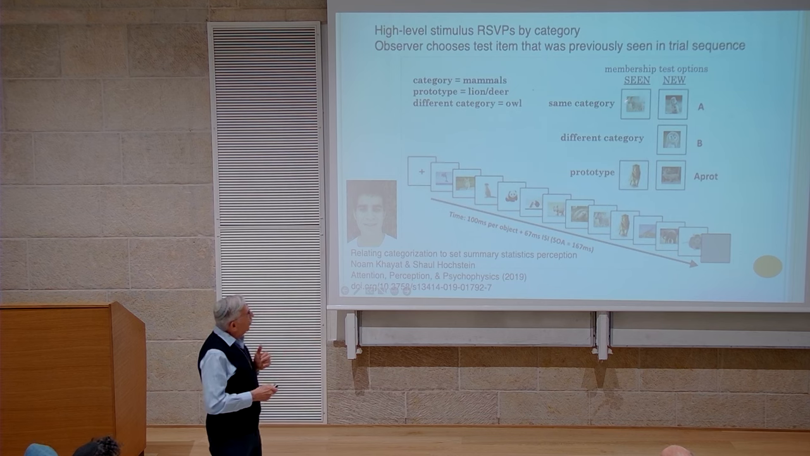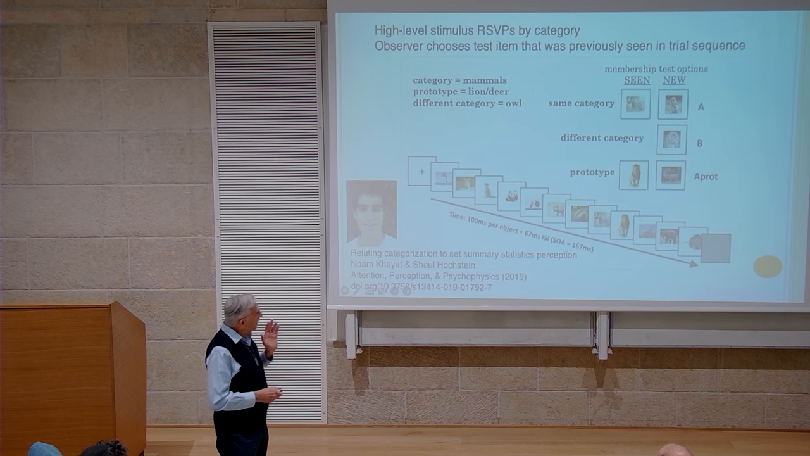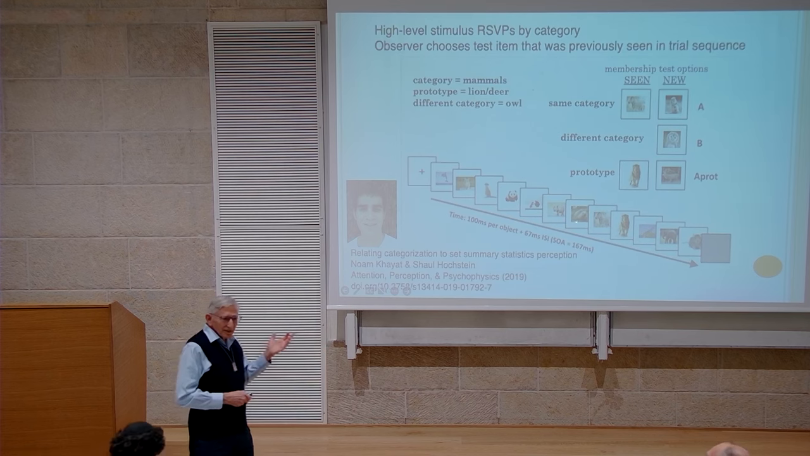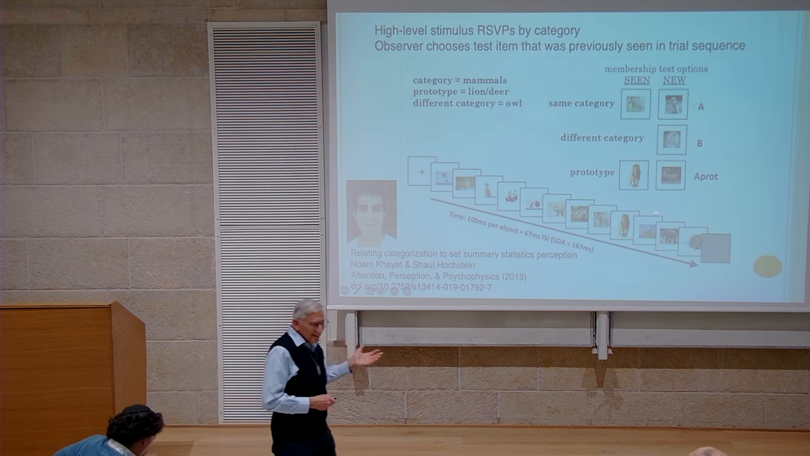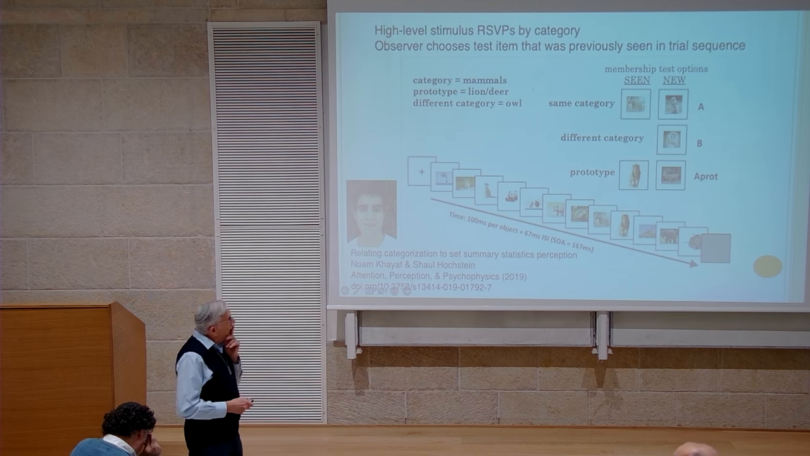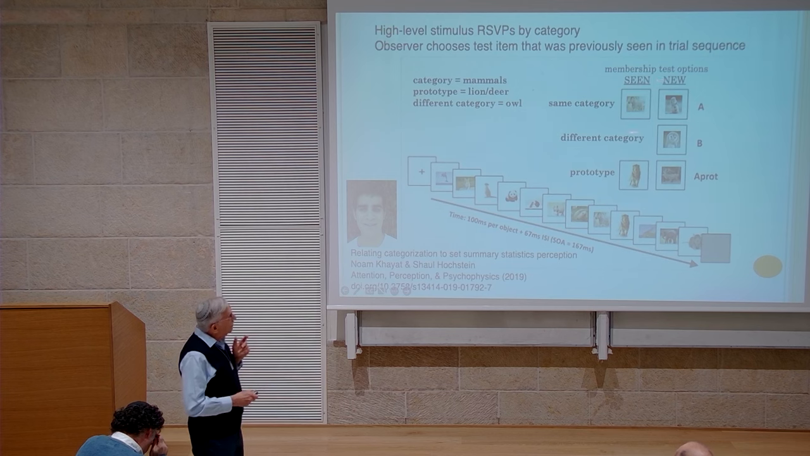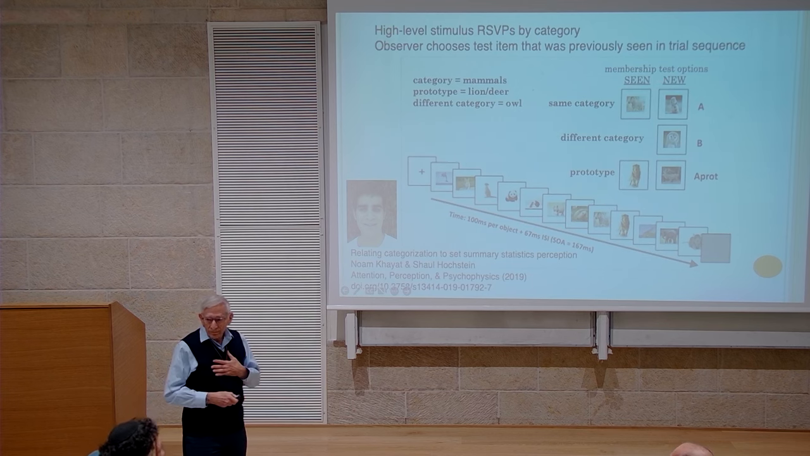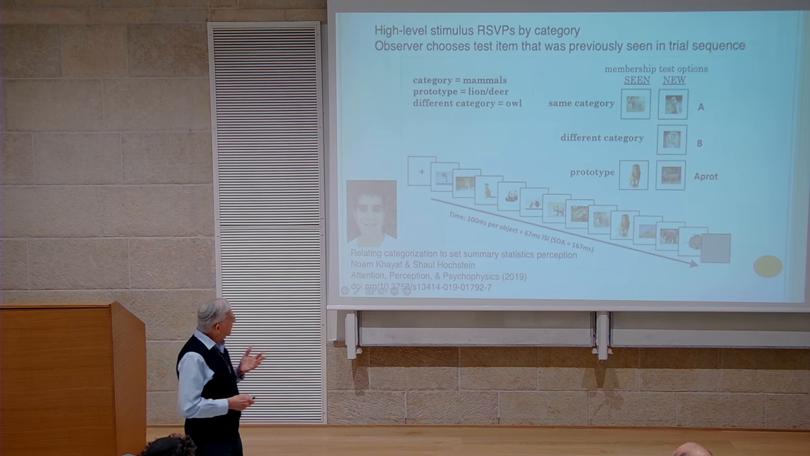And sometimes the one that was there is the prototype. And I'll define in a minute what I mean by prototype when I talk about animals. Okay, so the prototype is a typical animal. We all know that. A whale or a dolphin is not a prototypical mammal. And sometimes one of the two, the new one, which was never seen here, was from a different category. So we want to see how well they do.